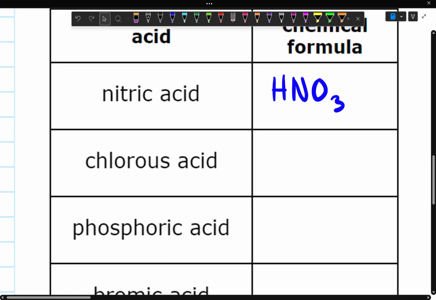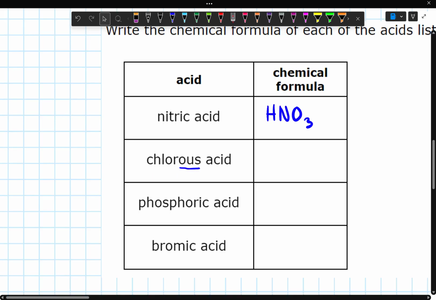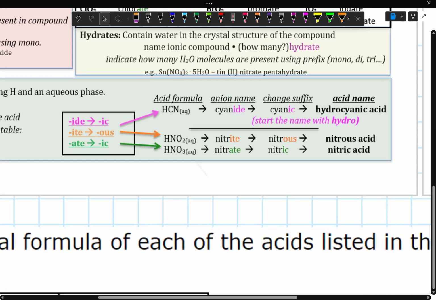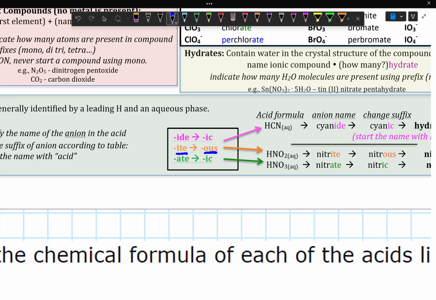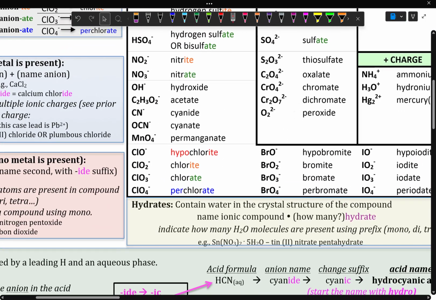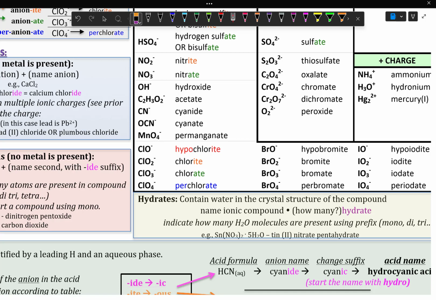Now moving on, we've got chlorous acid. So we have an ous suffix. If we check our table here, we know that ous corresponds to an ite suffix for our ion. So that's going to be chlorite. Chlorite is ClO2, and it has a -1 charge.